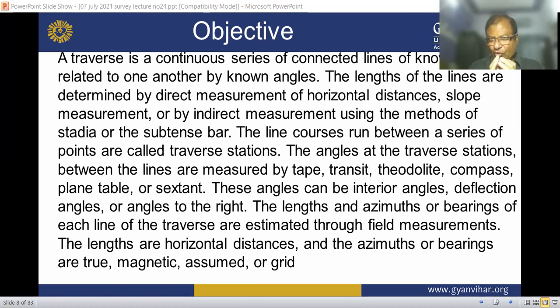The line courses run between a series of points are called traverse stations. The angles at the traverse stations between the lines are measured by tape, transit, theodolite, compass, plane table or sextant. These angles can be interior angles, deflection angles or angles to the right.